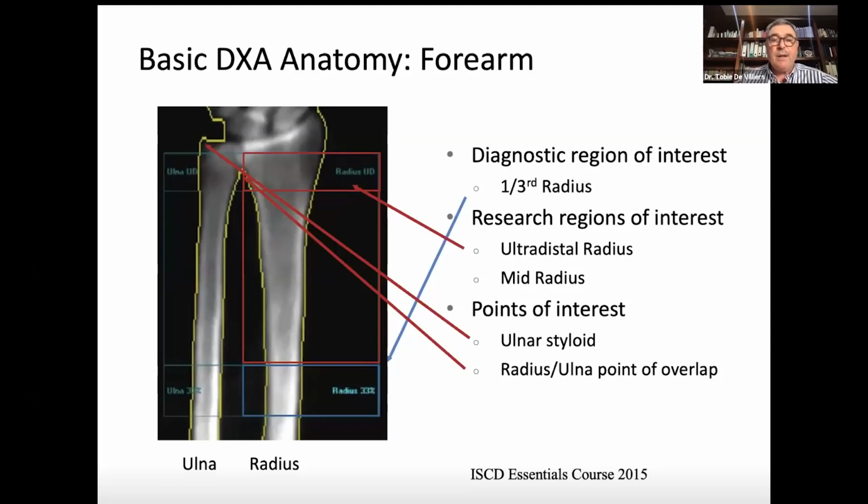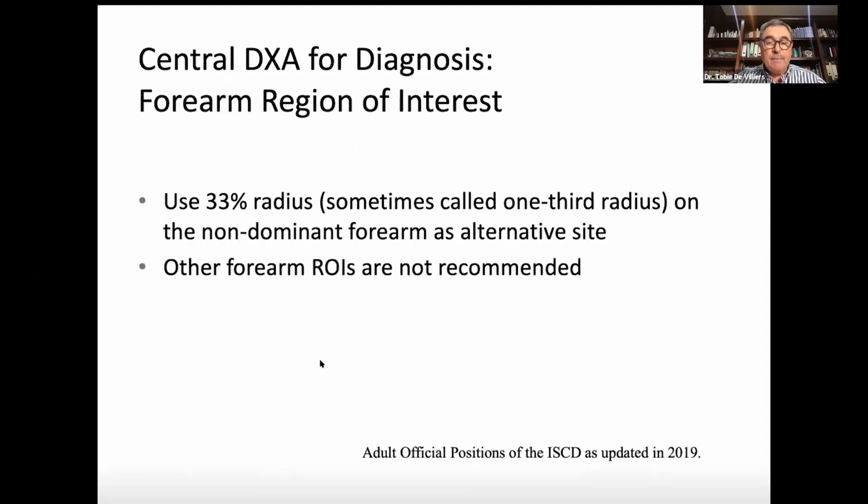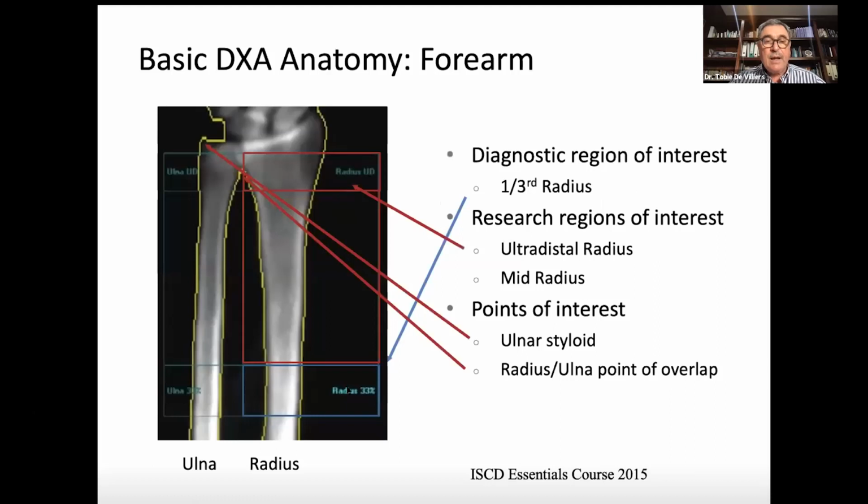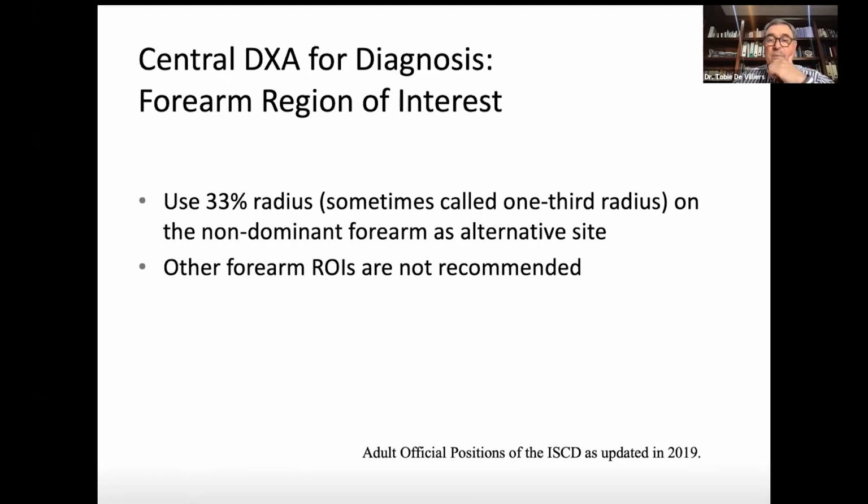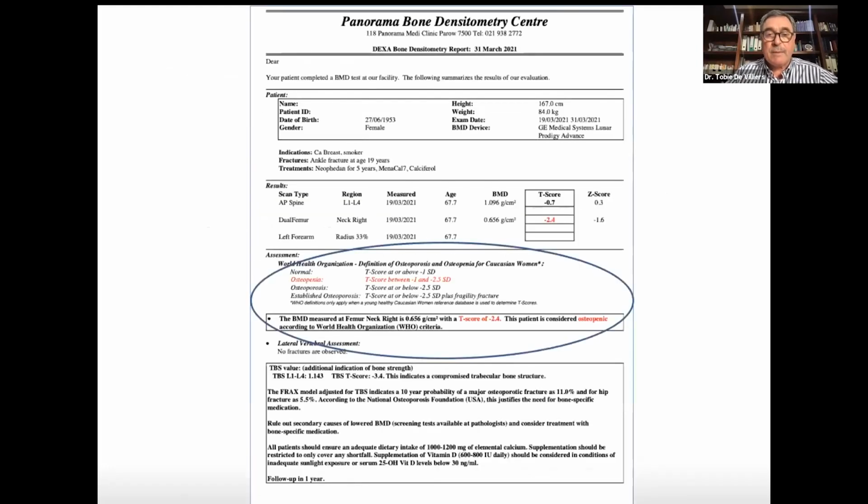So just the points of interest in the radius or the forearm, and we only look at the distal third of the radius, which is this area here. All the other ones are for research purposes. And this is measured on the non-dominant forearm as an alternative site if we can't measure the other two. And I also like to do that in cases of primary hyperparathyroidism, or when you have a patient that is just too heavy for your table, then you can do that, but it has some shortcomings.